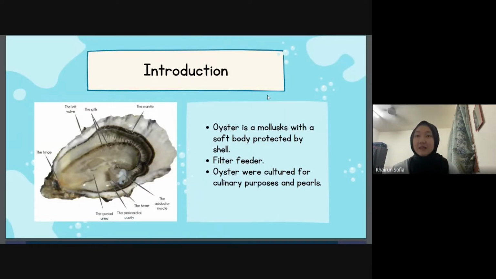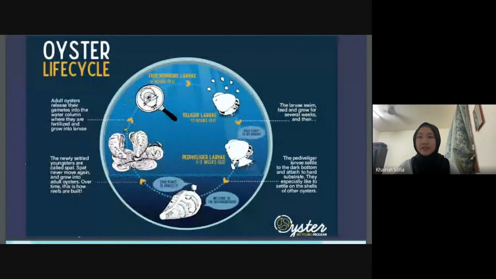Then I would like to share a little bit about the oyster life cycle. Oysters start as larvae which swim freely in the ocean to feed and grow. Then they become pediveliger larvae that sink to the bottom of the ocean and look for something hard to attach to. Once attached, they never move again and grow into adults. When they are adults, they release their gametes into the water column where they are fertilized and grow into larvae. Then the cycle continues all over again.